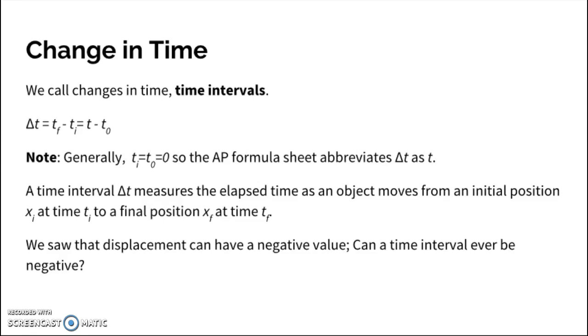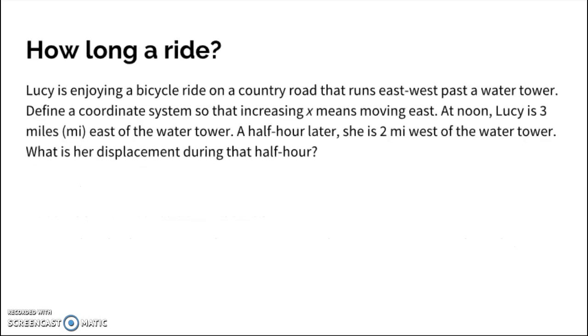As a question to think about: we know displacement can have a negative value. Can a time interval ever be negative? Take a moment, think about that. All right, time intervals can never be negative because time always moves forward. Our final time is always going to be larger than our initial time, so it can't be negative. That is not to say that scalar quantities can't be negative. They can be, just not time. Time always has to be positive.